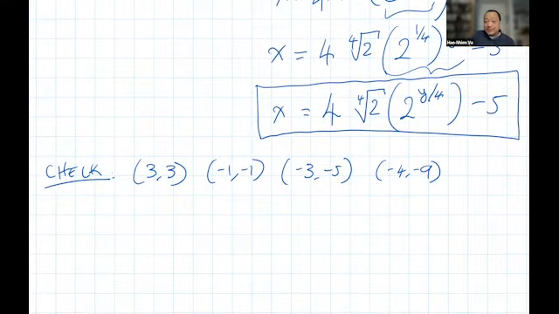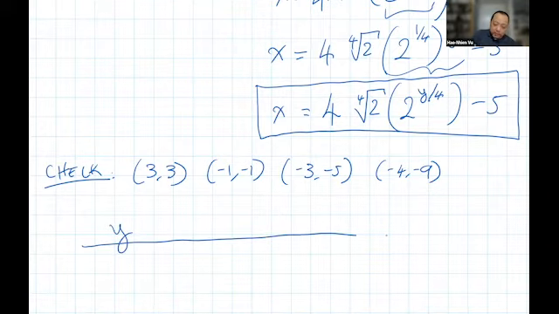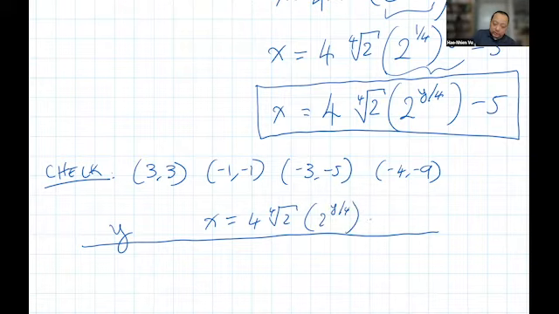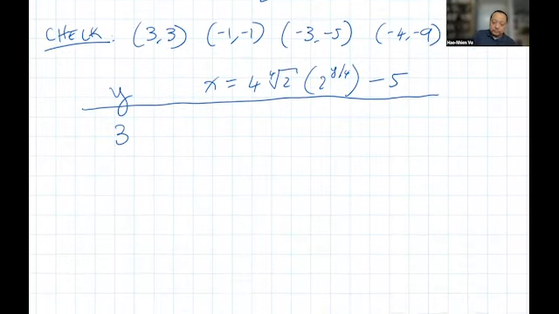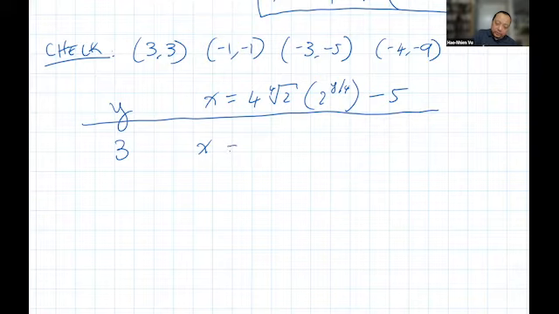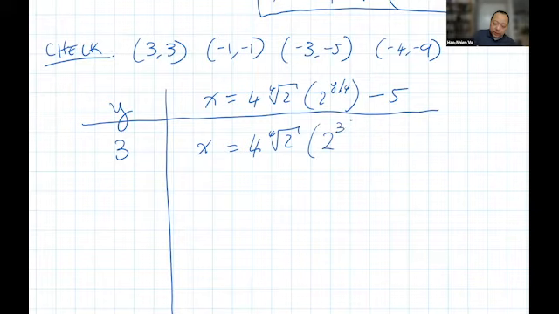My function is x in terms of y. So I'm going to put in my y, and then I'm going to calculate my x, which is 4 radical 4 of 2 times 2 to the y over 4, the whole thing minus 5. For the first point, y is equal to 3. Then x is equal to 4 fourth root of 2 times 2 to the y, plug in 3, 3/4, minus 5.